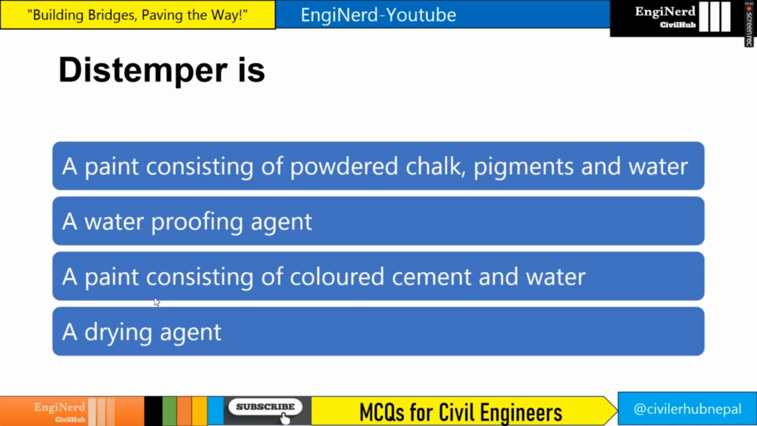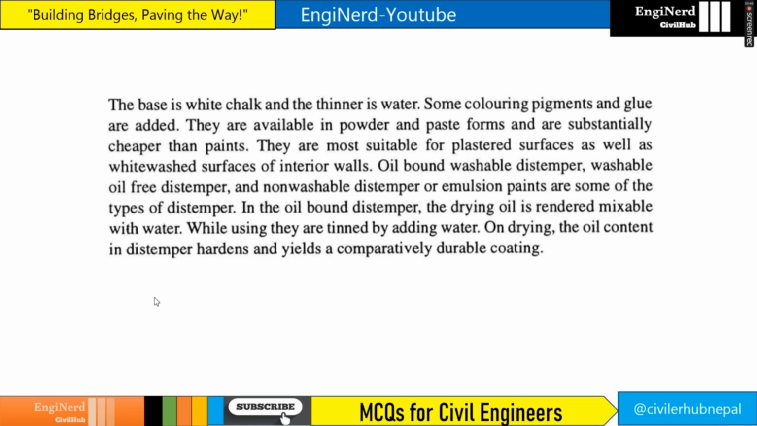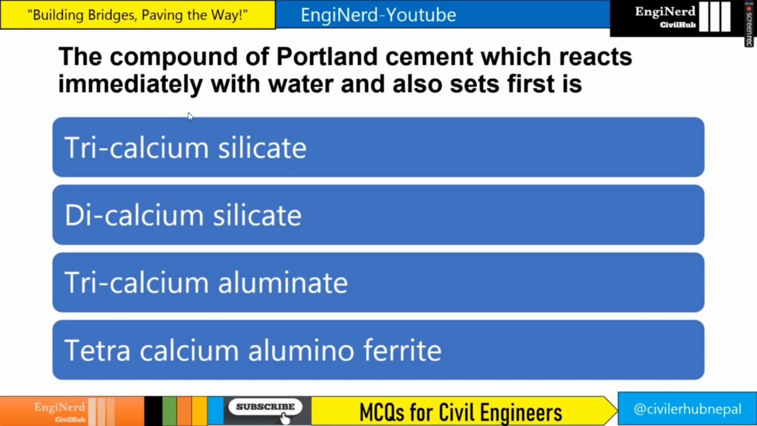Distemper is a paint consisting of powdered chalk, pigments in water, a waterproofing agent, a paint consisting of colored cement and water, or drying agent. We know distemper is a paint consisting of powdered chalk, pigments and water, right? So if you see here, base is white chalk, thinner is water, and some coloring pigment and glue are added. The compound of Portland cement which reacts immediately with water and also sets first is tricalcium aluminate, right?